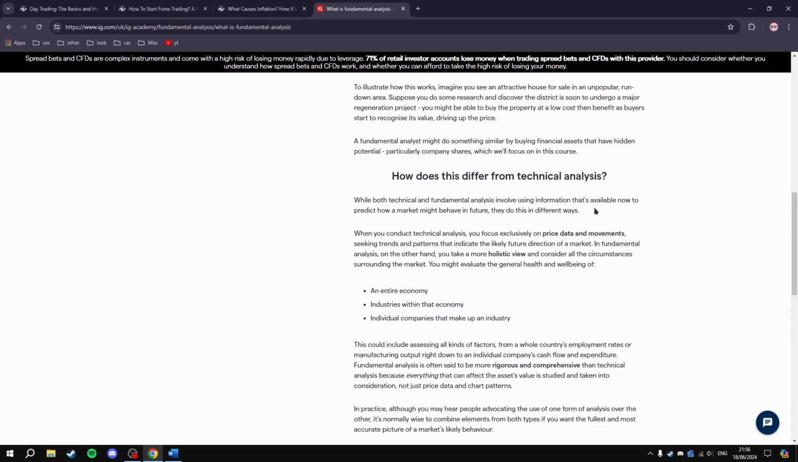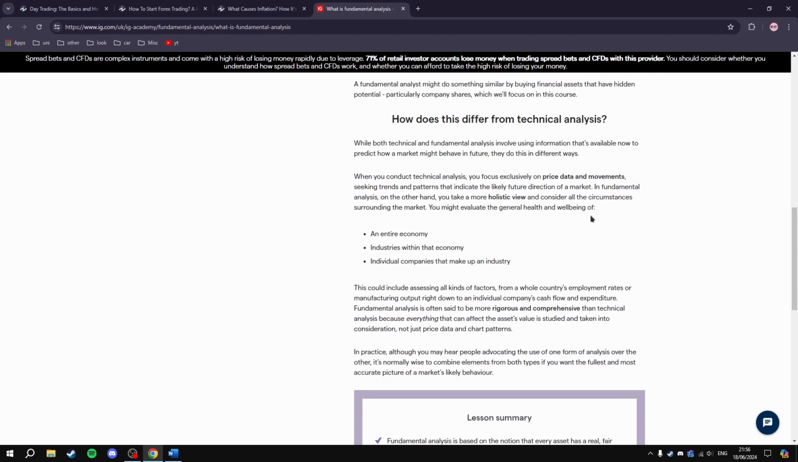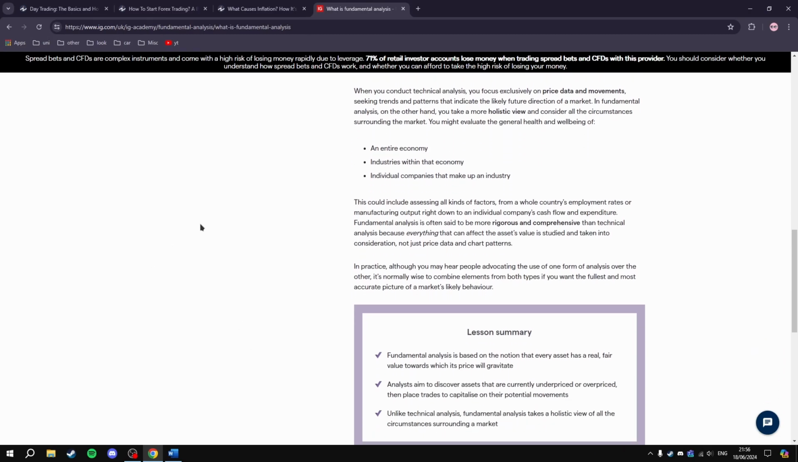So how does this differ from technical analysis? When you conduct technical analysis, you focus exclusively on price data and movements, seeking trends and patterns that indicate the likely future direction of a market. In fundamental analysis, however, you take a more holistic view, so overall view, and consider all the circumstances surrounding the markets. So you might evaluate the general health and well-being of the entire economy, industries within that economy, and individual companies that make up an industry. So this could include assessing all kinds of factors, from a whole country's employment rate or manufacturing output, to companies' cash flow and expenditure, etc.